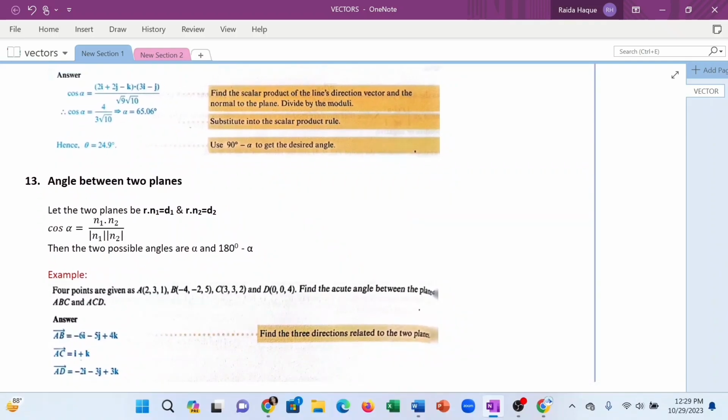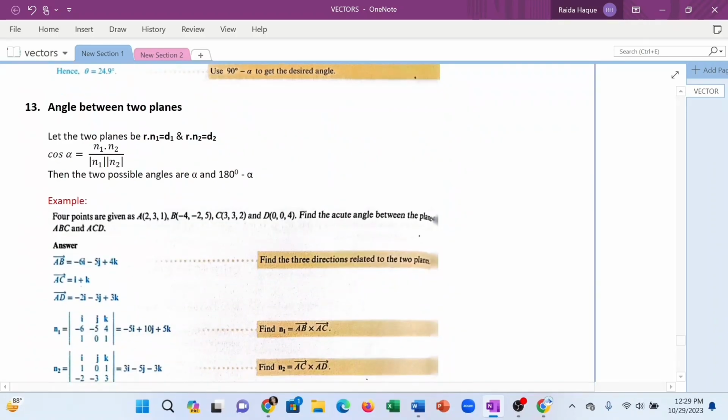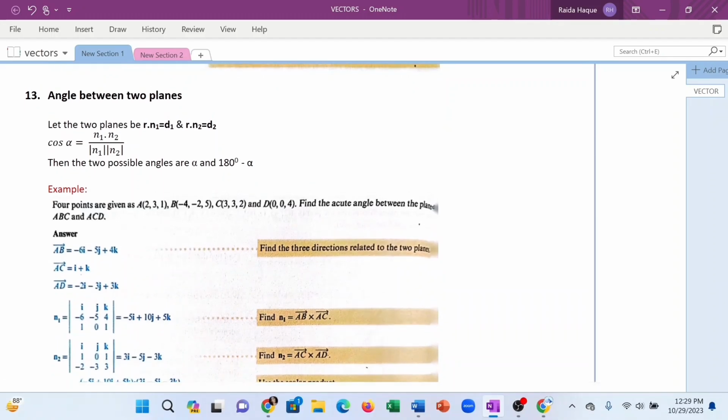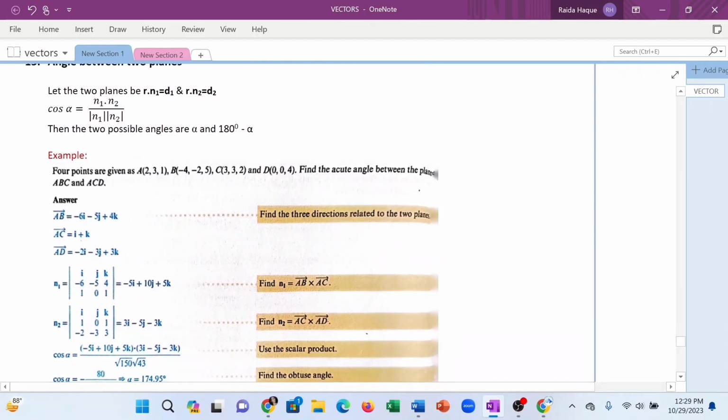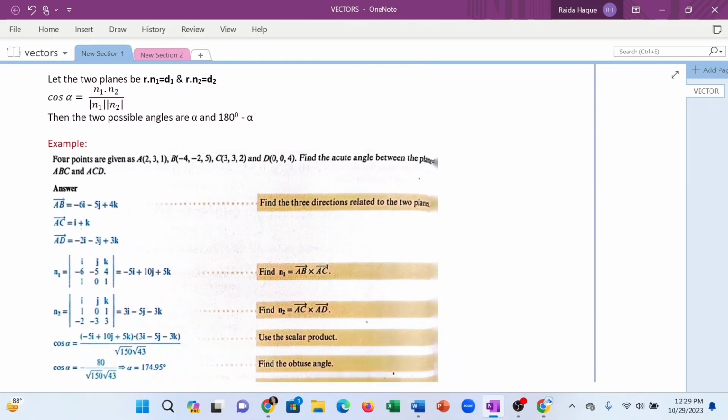They have found out AB, AC, AD, yes, and then by doing the cross product of AB and AC, they found the normal of the first plane. By doing the cross product of AC and AD, they found the normal of the second plane. The next thing you need to do is use the scalar product. Over here, you do not need to find the constant, right? Because in the formula, as you can see, you only need the direction vectors of the normal.